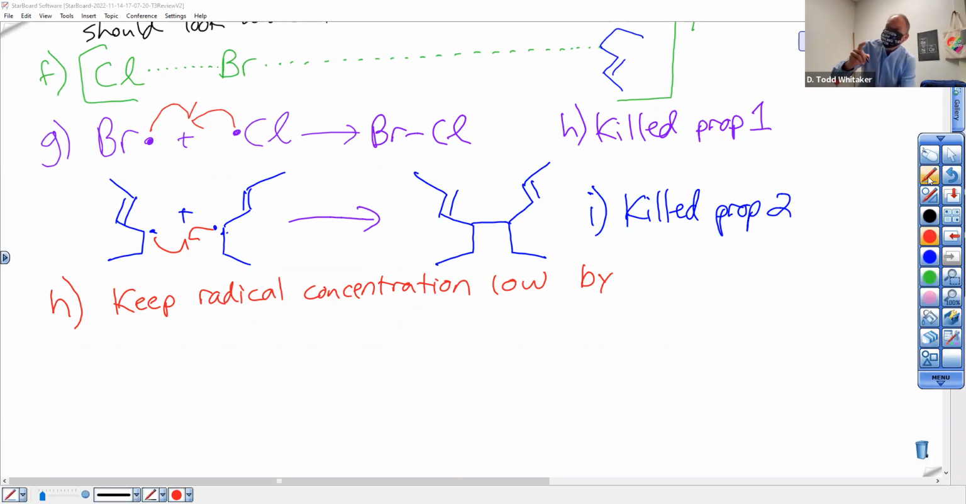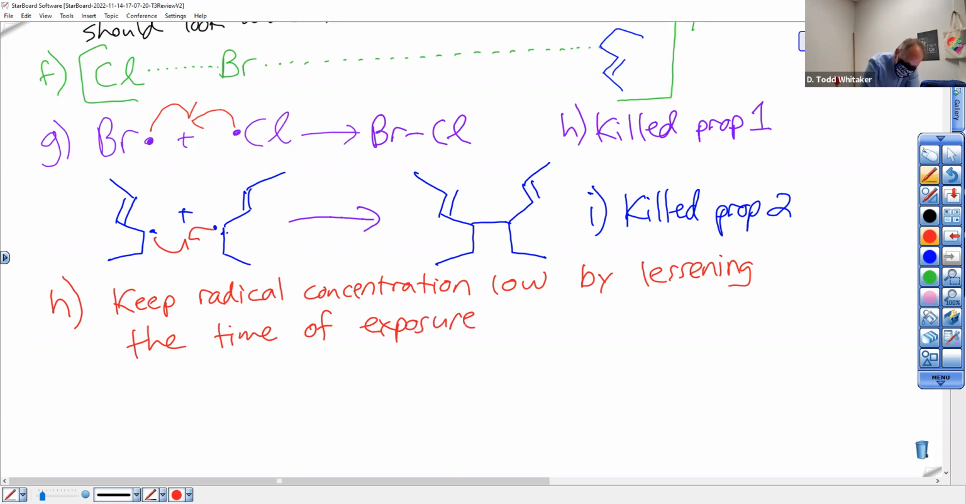By, what do we say? Lessening the exposure? Lessening the time of exposure. I still think Miss Brinker had a better one. The time of exposure to delta. You can write heat if you want. And I'll just remind you, heat was up there in the form of delta, right? Either one, you put the delta or the heat, you don't have to put both.